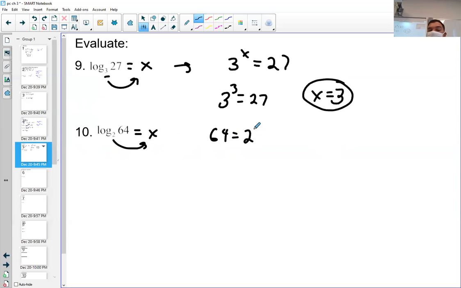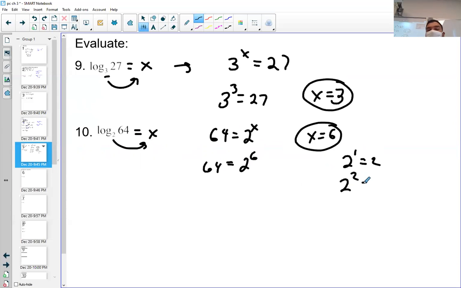64 equals 2 to the x power. Now you ask yourself, what do I need to do to make it into 64? If you happen to not know, you could just go 2 to the 1 is 2, 2 to the 2nd, 2 to the 3rd, 2 to the 4th, 2 to the 5th. Turns out it's going to be to the 6. So 2 to the 6 equals 64. So x must be equal to 6 in this case.